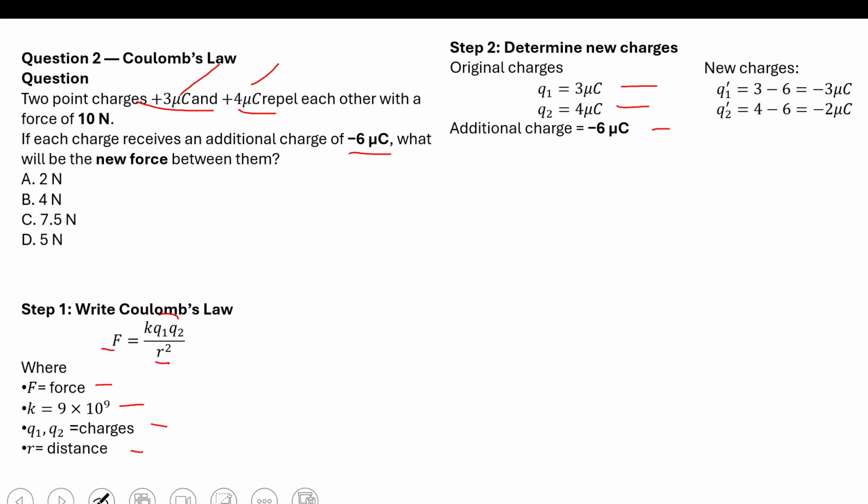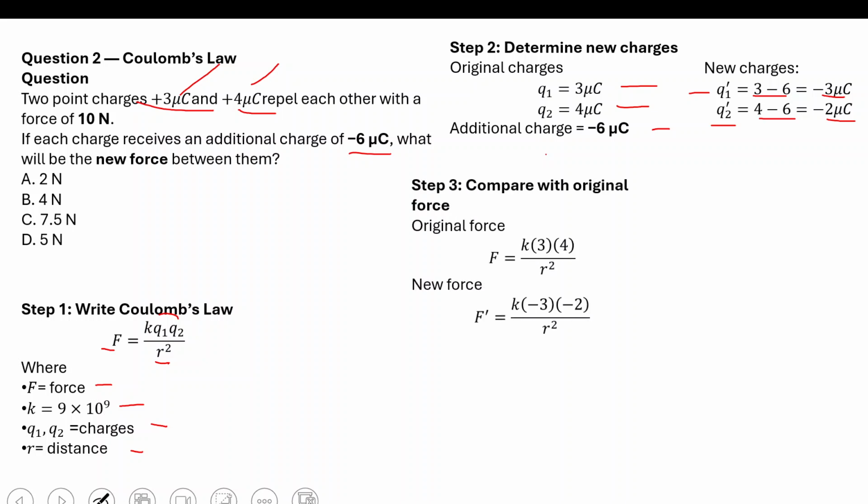So the new charges, you have a Q1 prime, which is going to be 3 minus 6, and 3 minus 6 will give us minus 3 microcoulomb. And Q2 prime will be 4 minus 6, which will give us minus 2 microcoulomb. So I have Q1 prime, Q2 prime as new charges. So compare with the original force. For the original force, we're going to put in the force formula.